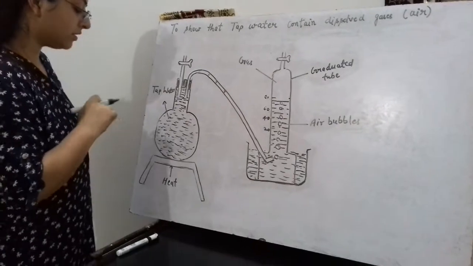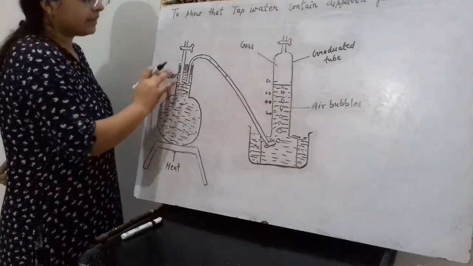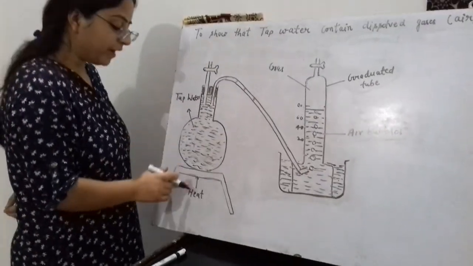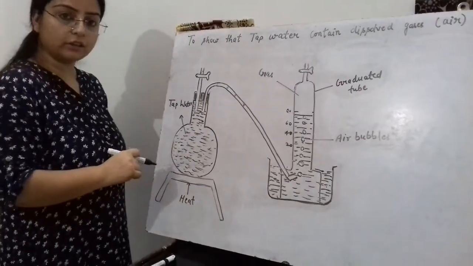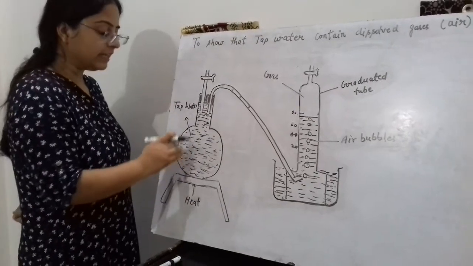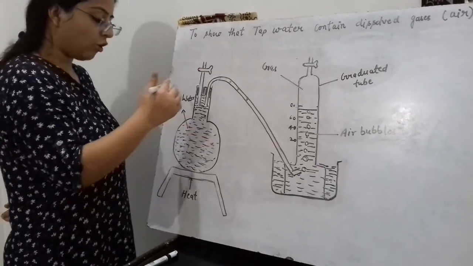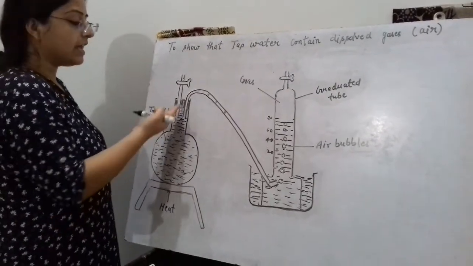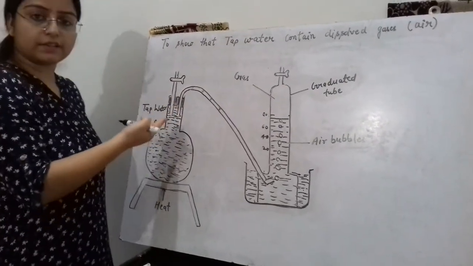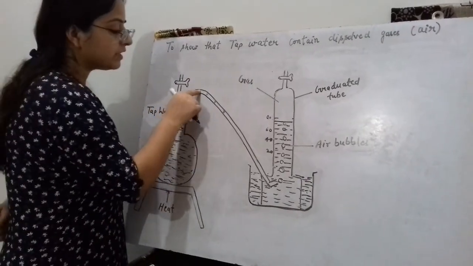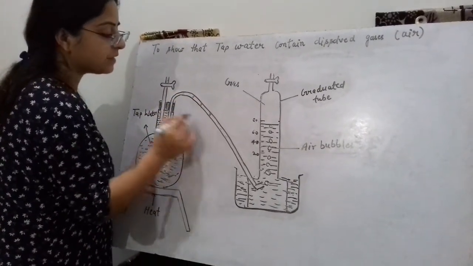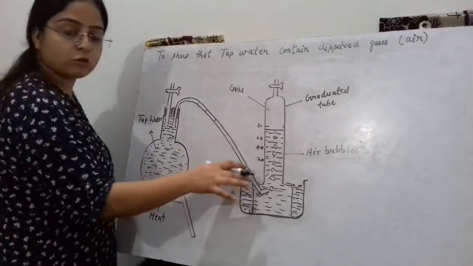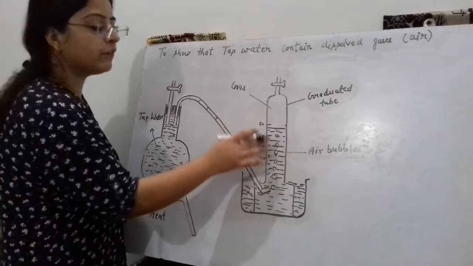You just see, this round bottom flask is completely filled with tap water. When we heat the flask, slowly on heating, the gas bubbles will start escaping from the flask, and with the help of this delivery tube they will come into the graduated tube. Now the graduated tube is also filled with water.